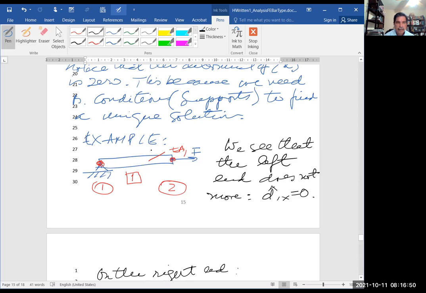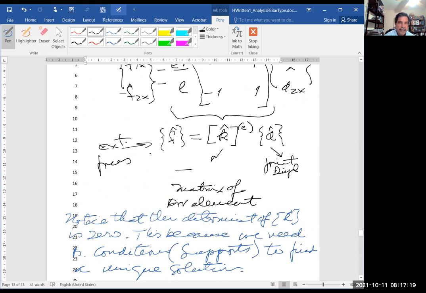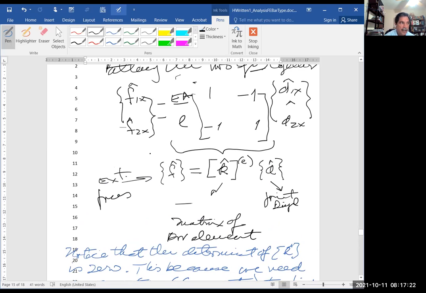And right now, just because this is the first example in this semester, we're going to take the whole bar as one element. Later on, we could split it into more elements. But right now, let's suppose that we take one element from here to there. So we have proved that this is the equation that we have to satisfy to have equilibrium for both joints. So this is what we apply.